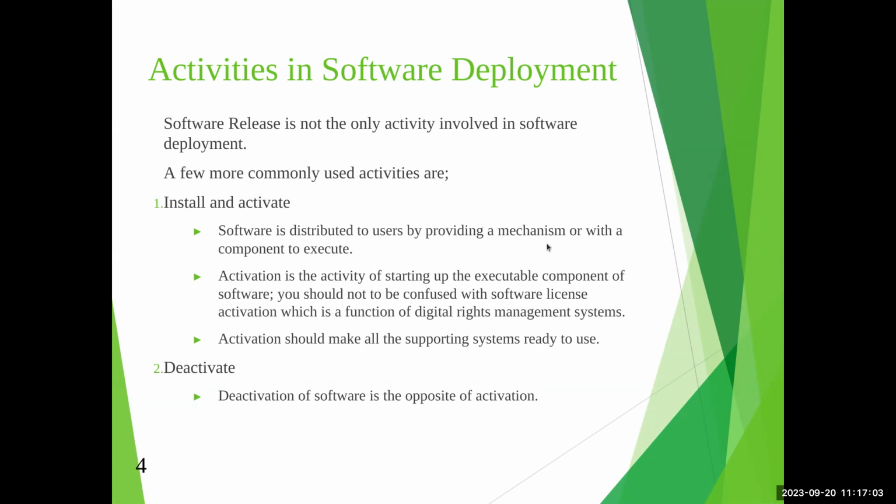Install and activate. Like Windows, we have to activate it using a number. A few more commonly used activities are install and activate. Software is distributed to users, providing a mechanism with a component to execute. Activation is the activity of starting up the executable component of software. You should not confuse it with license activation, which is a separate function.